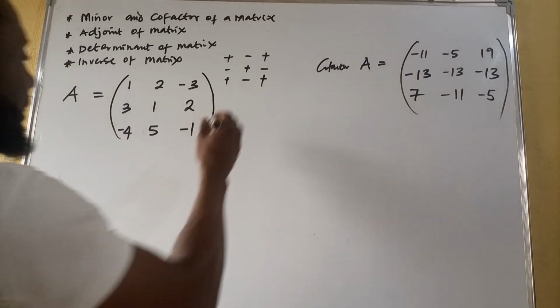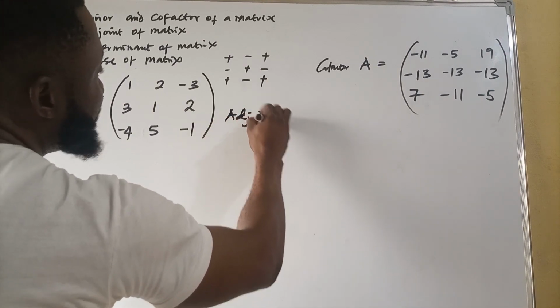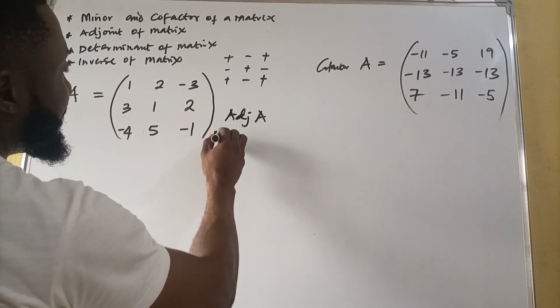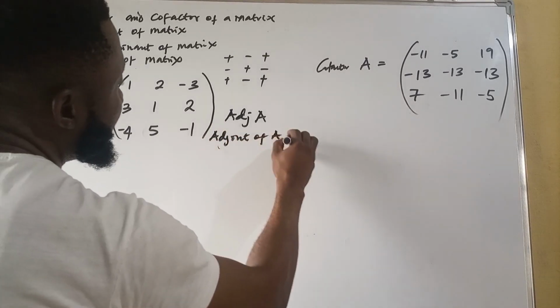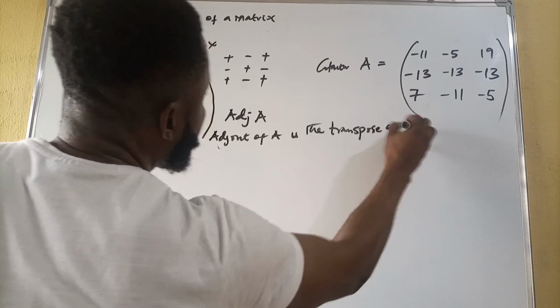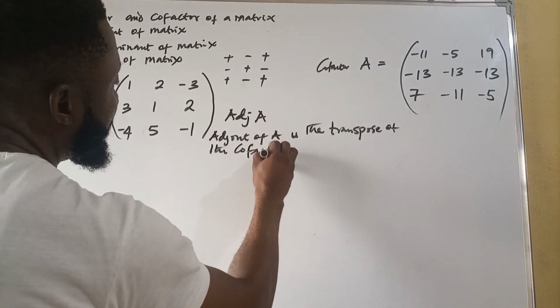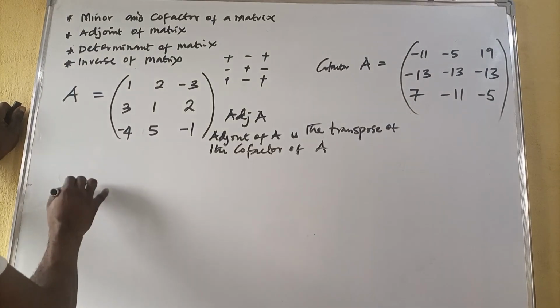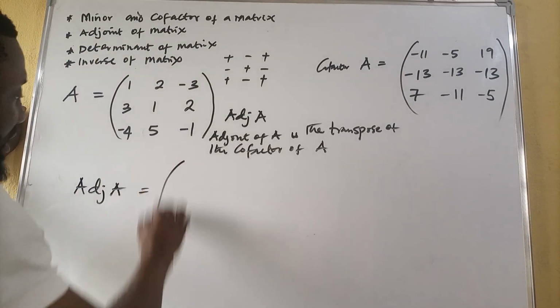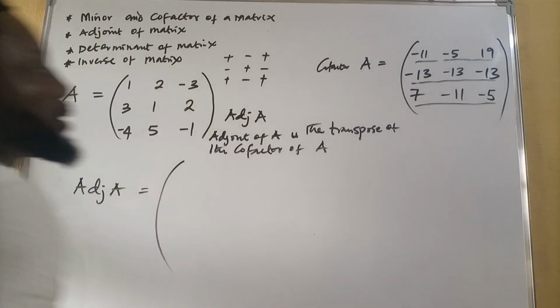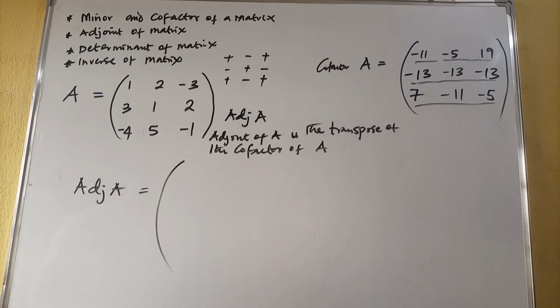So we are going to get the adjoint of A. Please watch what I'm doing. The adjoint of A is simply the transpose of the cofactor of A. So we are going to transpose that particular matrix, and it will give us the adjoint. This first one is the first row, the second row, the third row. What it implies when you're transposing the matrix is that the rows turn to the columns. So we turn the rows to the columns.